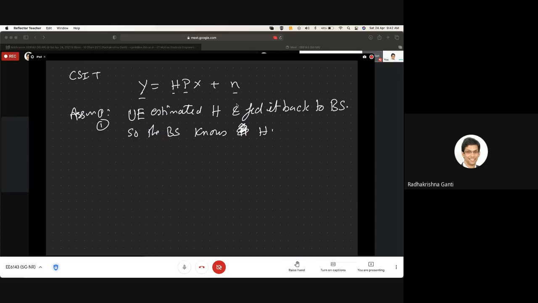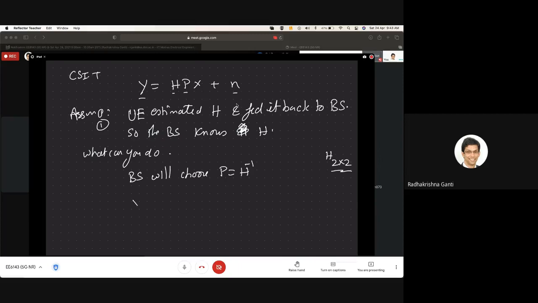Suppose the base station knows H. What can you do? For simplicity, let's also assume that H is a 2 cross 2 square matrix, and the base station also wants to transmit 2 layers. Everything is 2 cross 2. How will you choose your precoder? What is a smart way of choosing your precoder? You know H at the transmitter. H inverse. Fantastic. So the base station will choose P equal to H inverse.